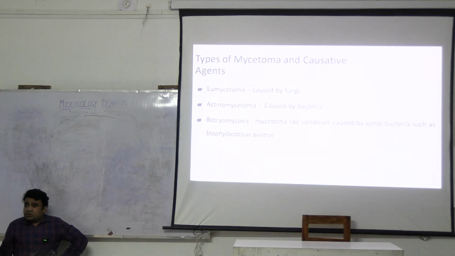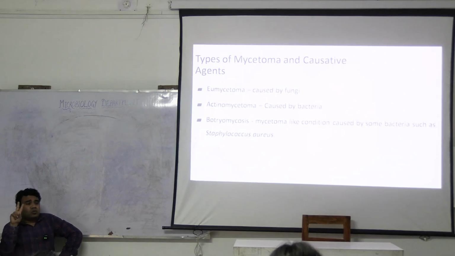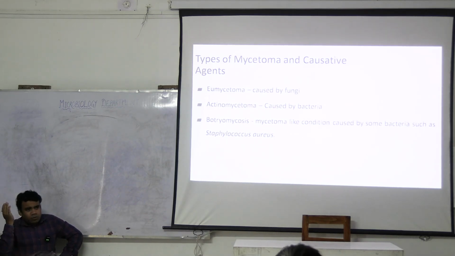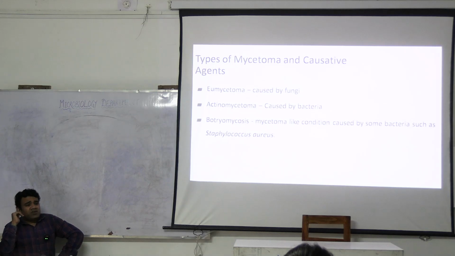So these granules can be caused by two types of organisms. Either it could be a fungus or it could be a bacteria. If it is caused by fungus, we call it eumycetoma, মানে true fungus. ঠিক আছে? If it is caused by bacteria, it will be named either actinomycetoma or botryomycosis. Actinomycetoma কেন বলে? It is caused by a bacteria called actinomycetes. Botryomycosis বলা হয় তার কারণ it is caused by Staphylococcus aureus.